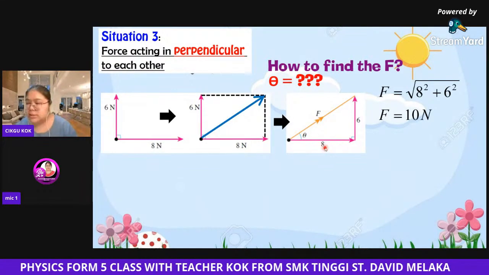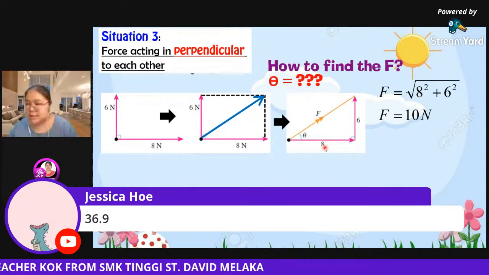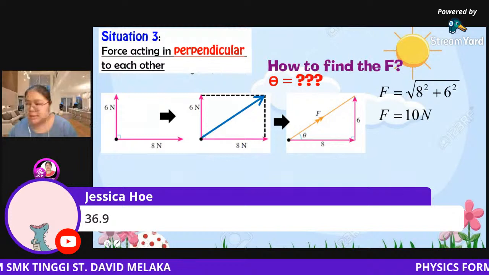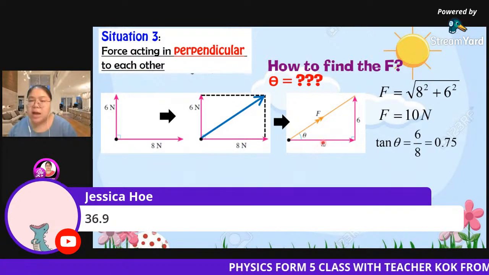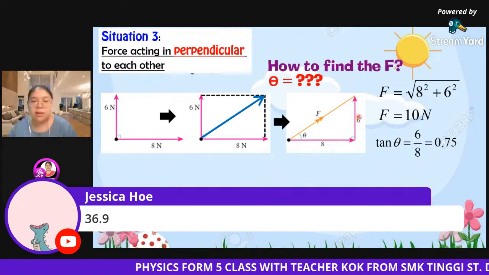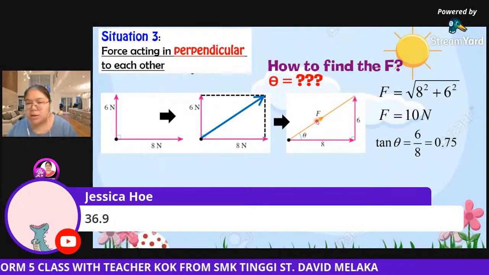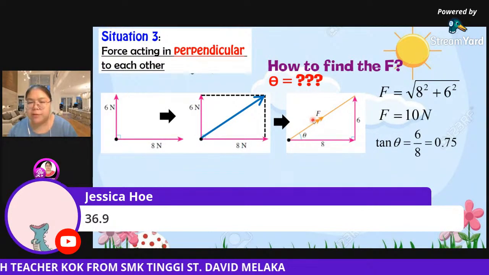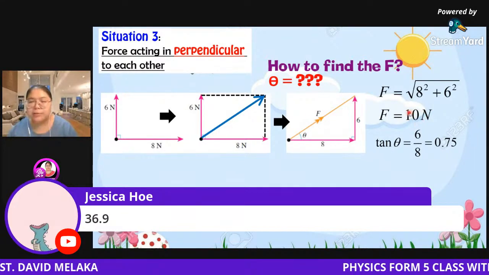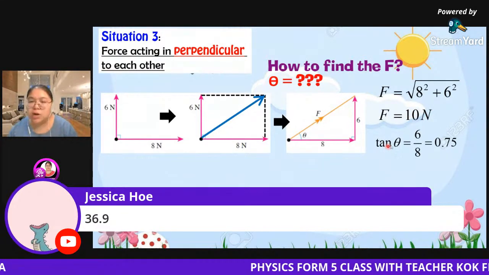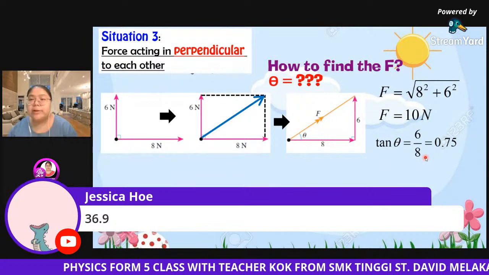Okay, just Jessica only. So I just pin the answer first. We're going to check whether Jessica's answer is correct or not. Okay, so we're just using tangent. I'm using tangent, there's a 6 and also 8. Okay, 6 over 8. If you want to use the 10 Newton, it's okay, but the problem is if the F you find is wrong, for example you find 20 Newton, then when you want to use cos or sine, that means you get the wrong answer for the angle. Okay, so from here I get the answer.